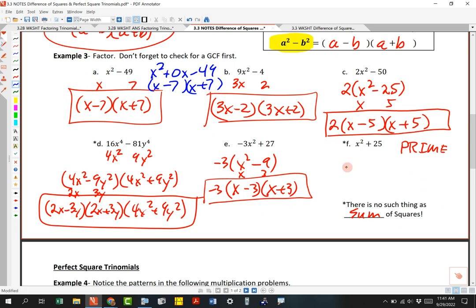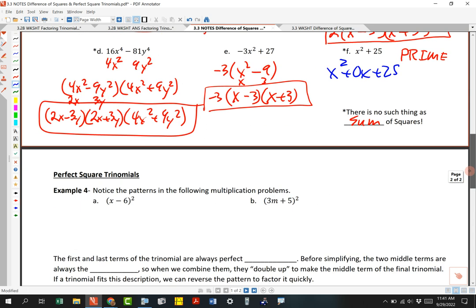Watch what happens if you try this. If you were to write this out as x squared plus 0x plus 25, this is why there isn't a sum of squares. I need some numbers that multiply to be +25 that combine to be 0. Like we talked about the other day, I need some numbers that multiply to be a positive. What do we know about the numbers? They'd have to both be positive or both negative. And if they're both positive, they'd combine to be a bigger positive. If they're both negative, they'd combine to be a bigger negative. There's no way they'd cancel out, right? So that's why there's no sum of squares. Okay, flip the page over now.